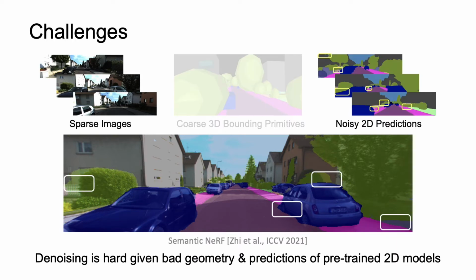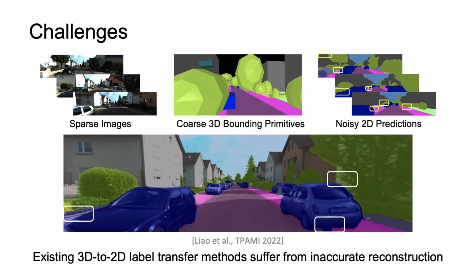Semantic NeRF aims for label denoising given noisy 2D predictions. Yet label denoising is hard in our setting given poor geometry and noisy 2D predictions of pre-trained 2D models instead of synthetic noisy 2D labels. Meanwhile, when leveraging both 3D bounding primitives and noisy 2D predictions, existing 3D to 2D label transfer methods cannot jointly optimize geometry and semantic estimations.